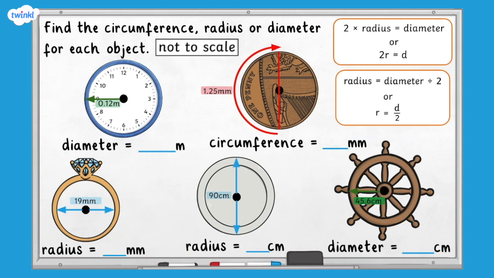Here are the answers. The diameter of the clock is 0.24 metres. The circumference of the coin is 2.5 millimetres. The radius of the ring is 9.5 millimetres. The radius of the plate is 45 centimetres. The diameter of the wheel is 91.2 centimetres.